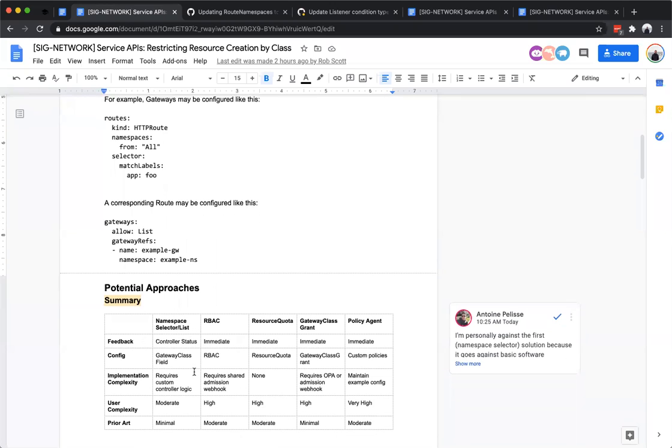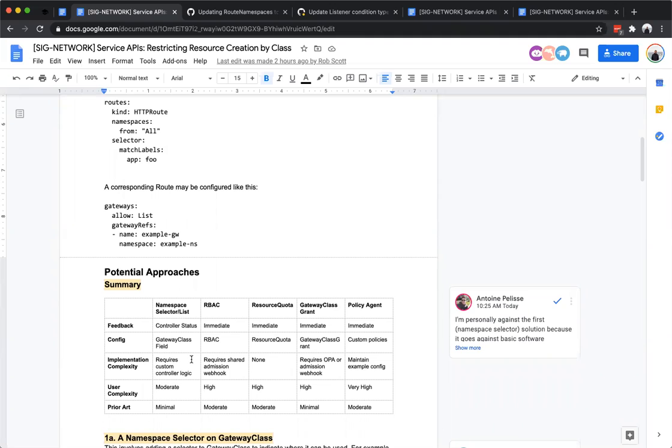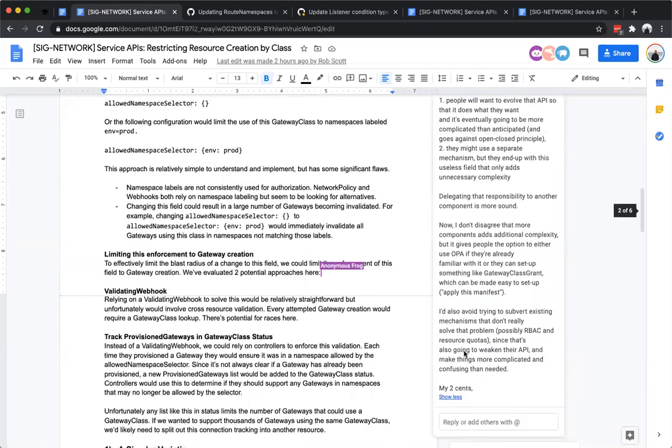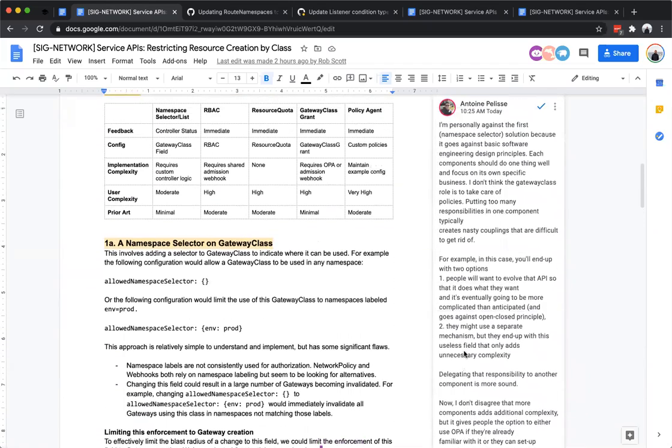Feel free to question any of it. I tried to give a really high level summary of each of these categories. I don't know how meaningful this summary is, and I don't know how accurate my attempts at summarizing user complexity and prior art are, but definitely add comments, add thoughts, whatever. This is a starting point. With that said, I got a really good comment and feedback from Antoine here, and this just kind of covers the entire doc. And so I wanted to call this out.